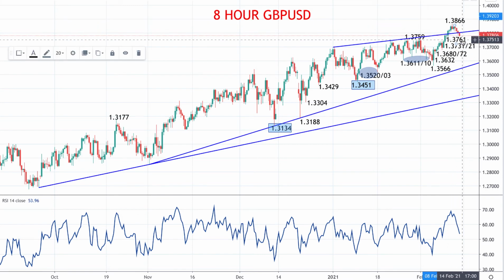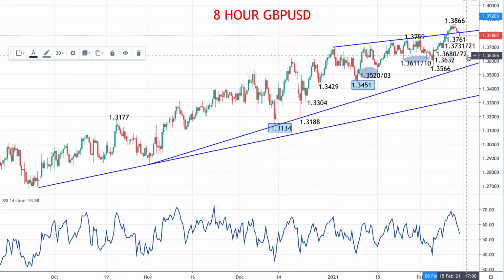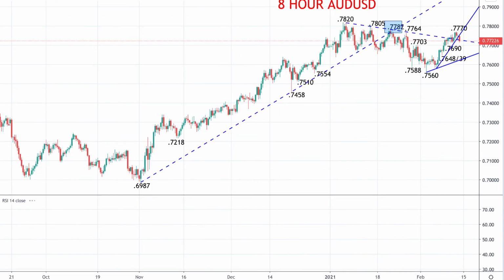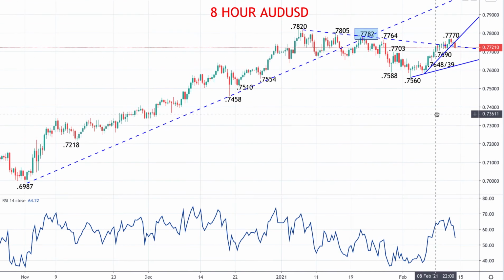Now yes, we've had a little bit of dollar strength coming through. I am looking for a dip lower into this area, somewhere between 137.31 supports and 136.80, 136.72, but then probably looking for a buy opportunity in there, looking for that pound strength to come back through again. Let's switch our attention now to the antipodeans, to the risk currencies, starting off with the Aussie dollar.